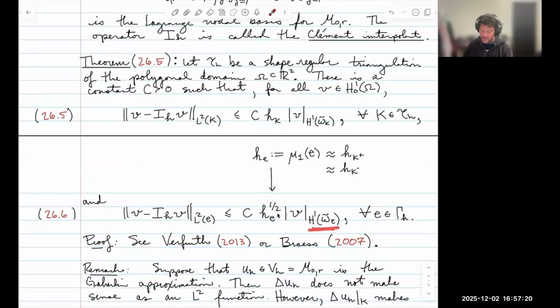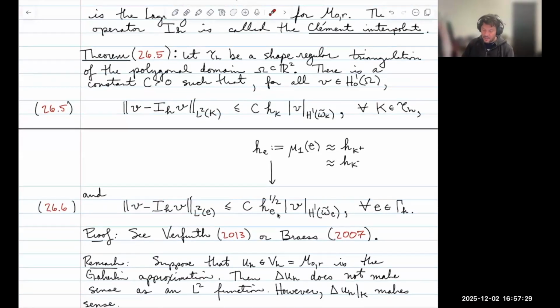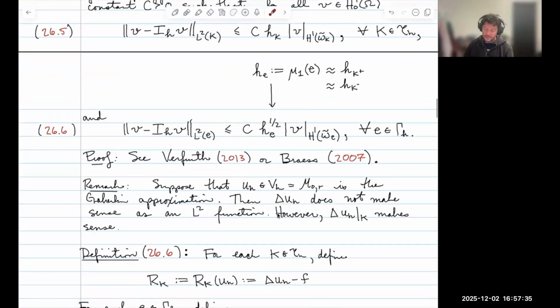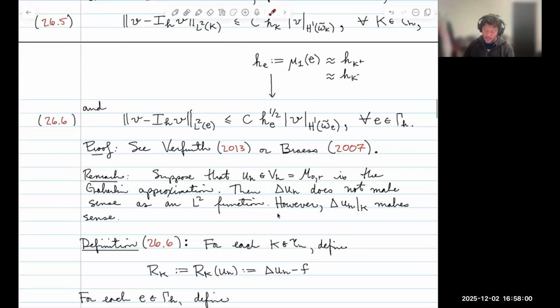So that's where we have to expand this to in order to compute this error. So this is the error estimate for the Clément interpolant for functions that are not even continuous. They're only H01 functions. The proof of this is beyond the scope of this lecture series, so I'll refer you to this book by Verfürth from 2013 or the book by Braess from 2007. This one is on the Canvas site, this book by Braess.